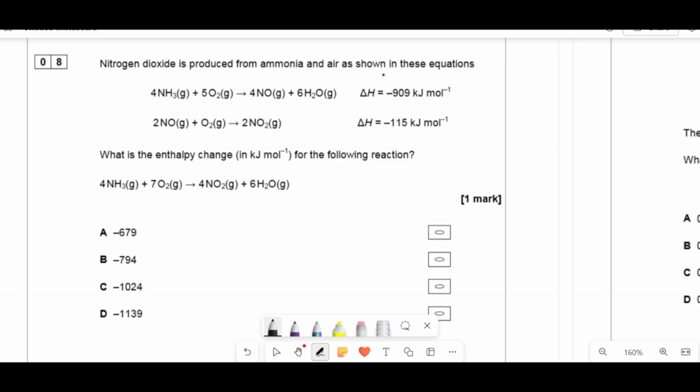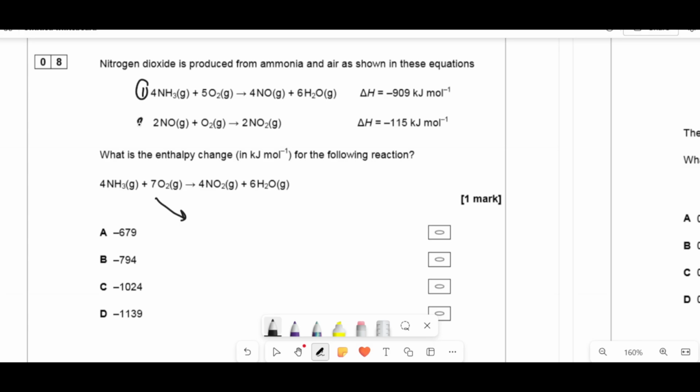Nitrogen dioxide is produced from ammonia and air as shown in these equations. What's the enthalpy change for this following reaction? So here we need to use Hess's law and we need to construct the weird cycle. And the only way to do any questions on enthalpy changes is by cycling it. So if we have a look here, there's a 4NH3 here, 7O2, but we only have 5O2 here, right? We could take an alternate route.